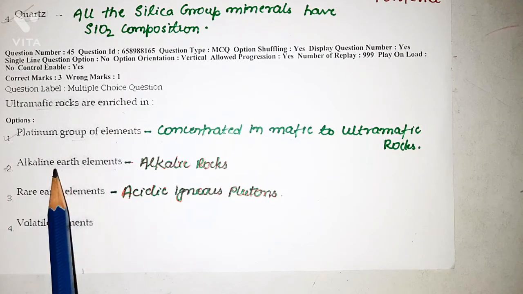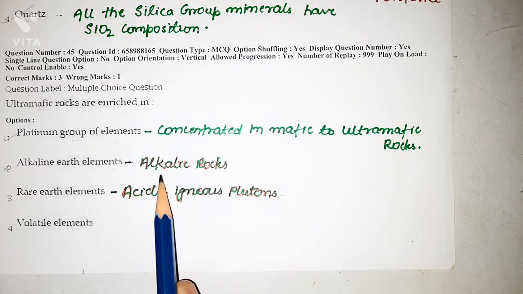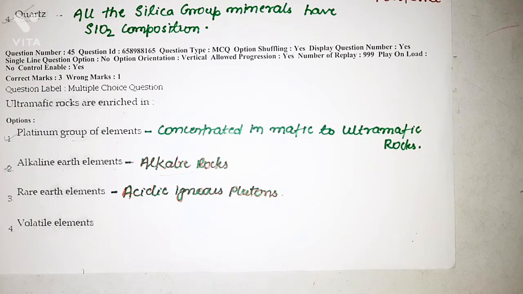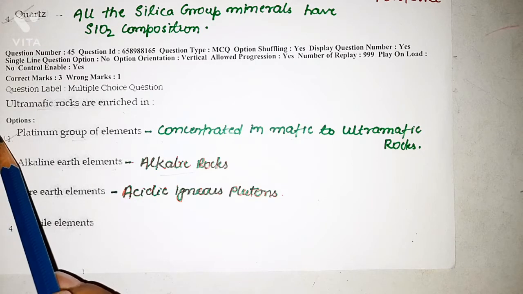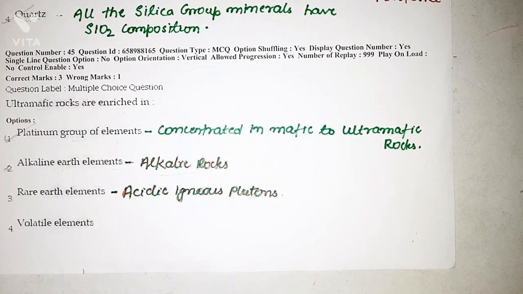Now, next is alkaline earth elements. Alkaline earth elements are enriched in alkalic rock. Rare earth elements are enriched in acidic igneous plutons like pegmatite. Okay, and volatile elements are also not the ones which are enriched in ultramafic rock. So, among these options, the correct answer will be platinum group elements, which are enriched or concentrated in ultramafic rocks.